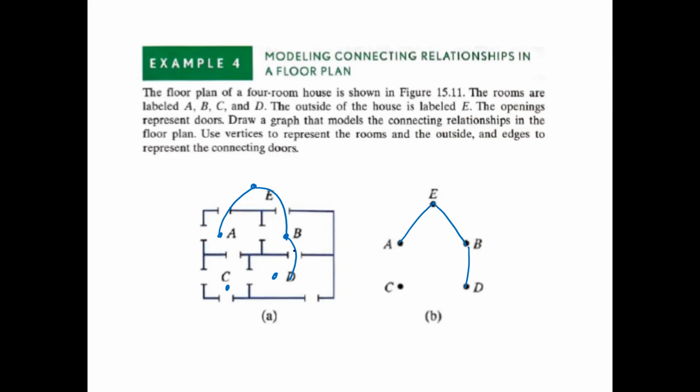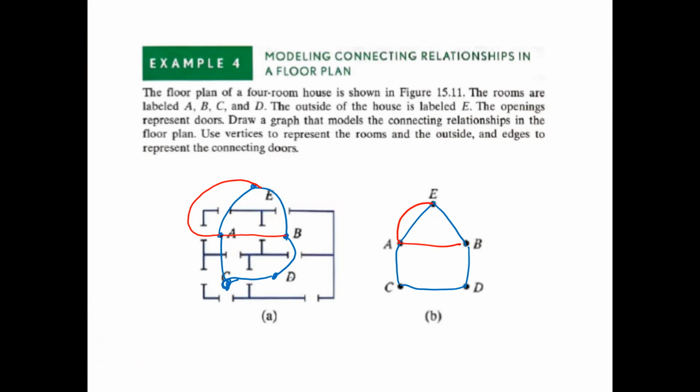D, I can go to, whoops, this is the wrong one, hold on. Gotta connect the dots. So B goes to D, and then D goes to C. C can go back to A, but then I can also go outside. I can go from A this way to E. I can go from E, or I can actually go from A to B.